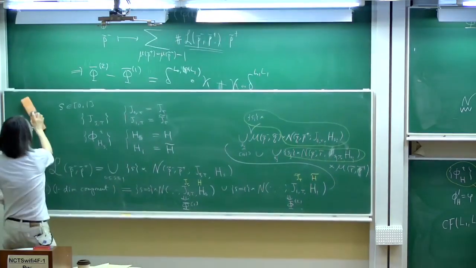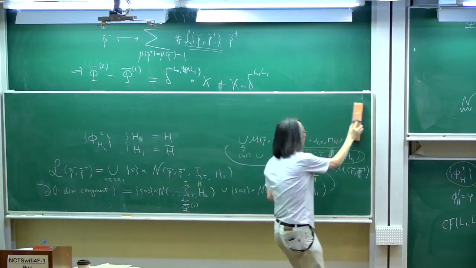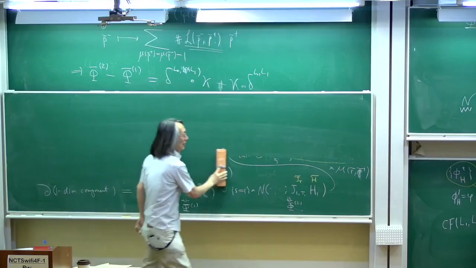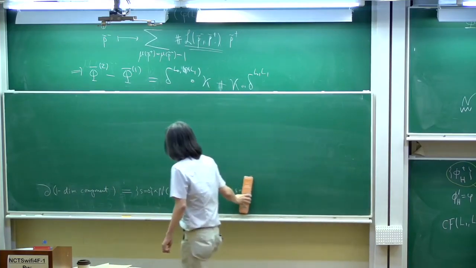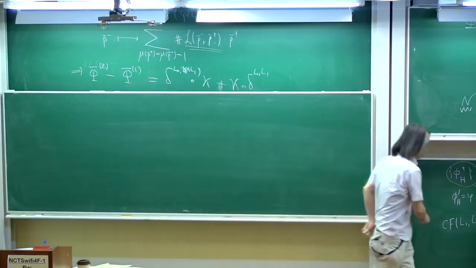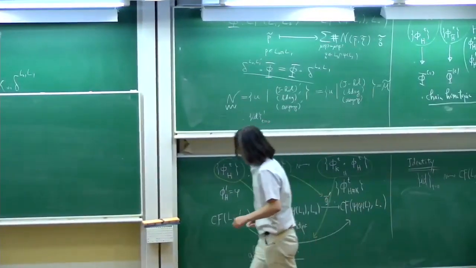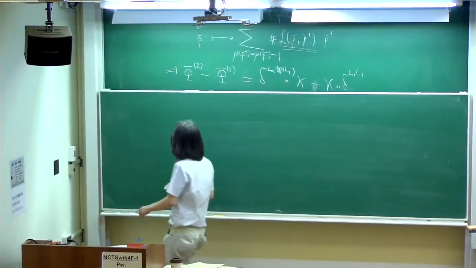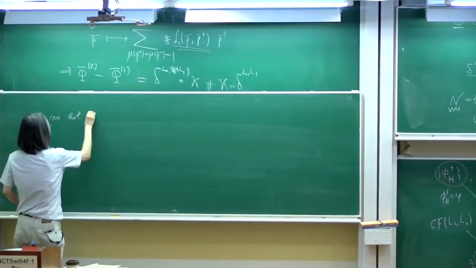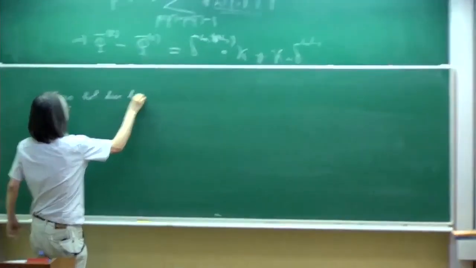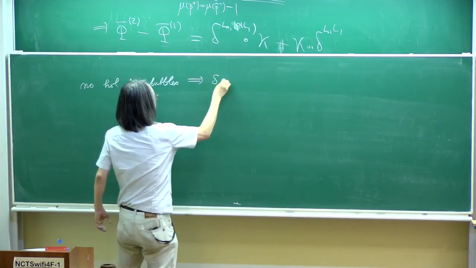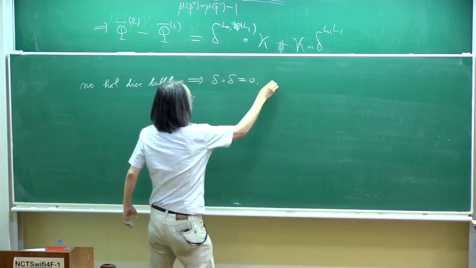Still, I need to say something. So now I come to an easier story, and this part everybody must understand. So what I said is the following. No disk bubbles, no holomorphic disk bubbles. Then maybe we get this, and also chain homomorphism.